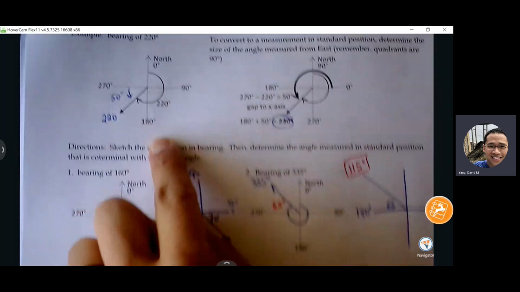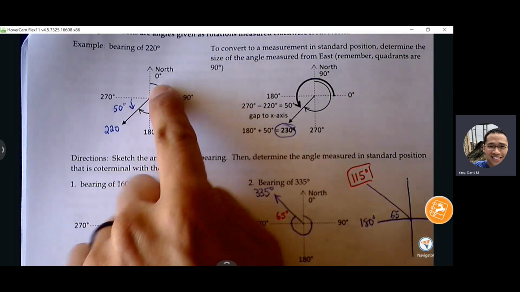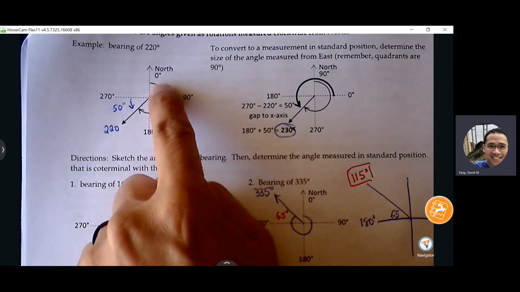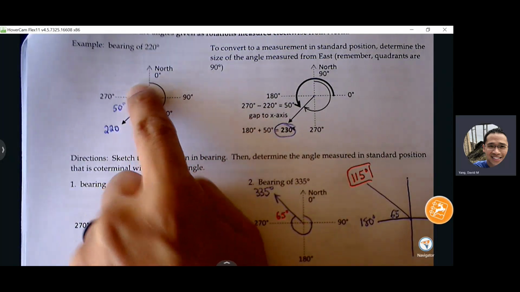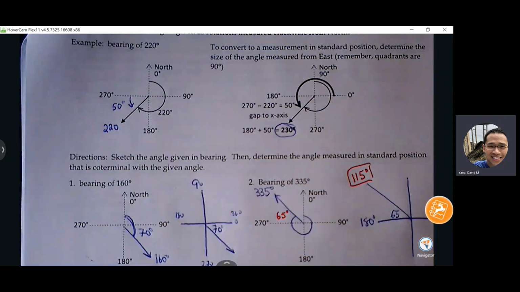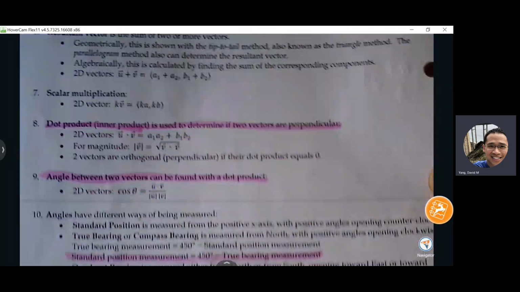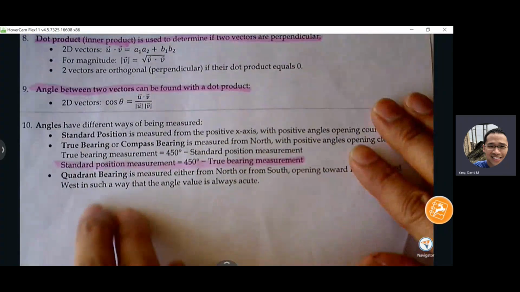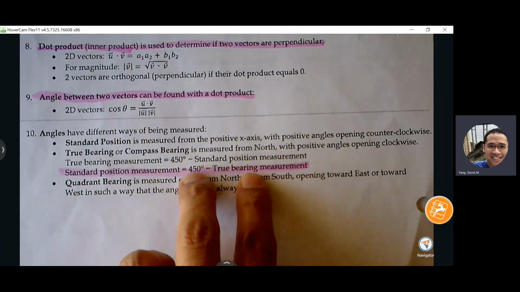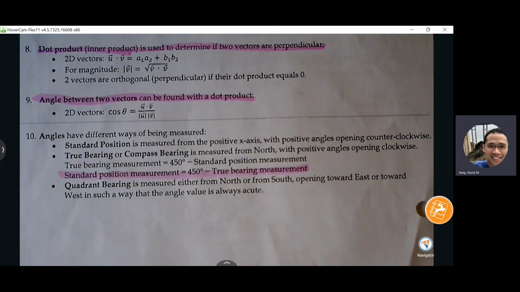So bearing is starting at this 0 degree here, but really you can think of it as 360 plus another 90, which will give you 450. So a way to get to it without having to graph everything out is that your standard position is 450 minus true bearing. That's always the connection between standard position and true bearing: if you do 450 minus whatever true bearing you get, it'll turn itself into standard position.